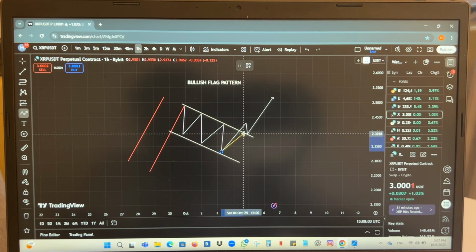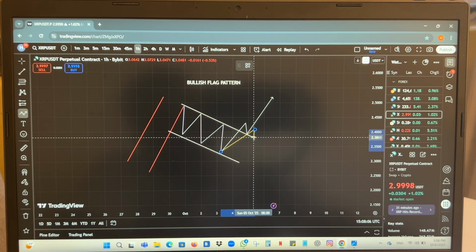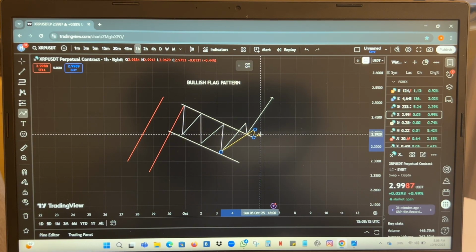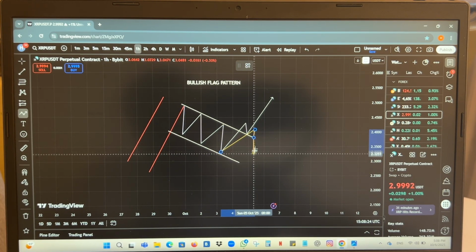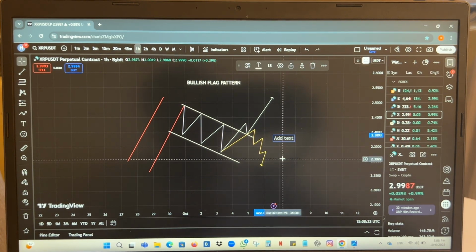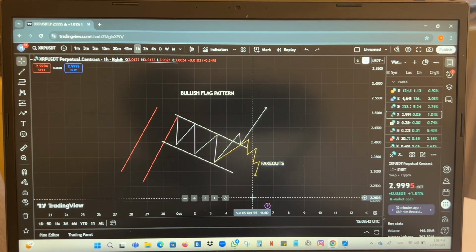There are times where the market actually tries to break out, and it might give a double top pattern, or else it might give a head and shoulders pattern, and the market actually fails to break above this point, this trend line, and it just straight away goes down. There is a scenario like that. We call that fake outs. These kinds of scenarios are known as fake outs.